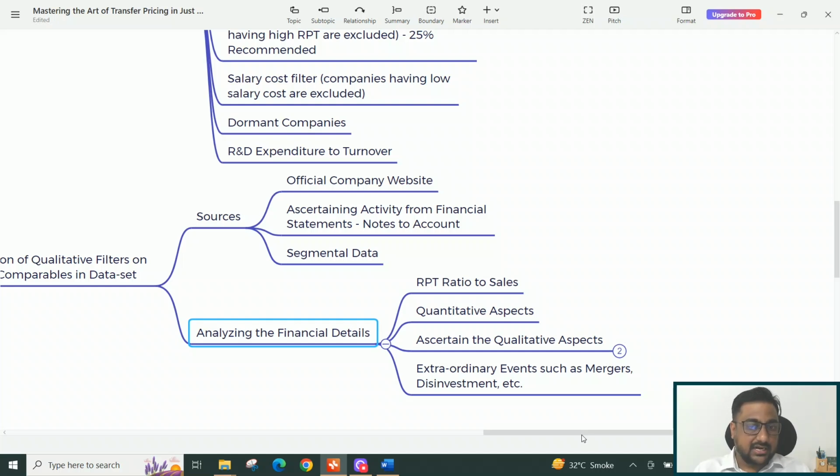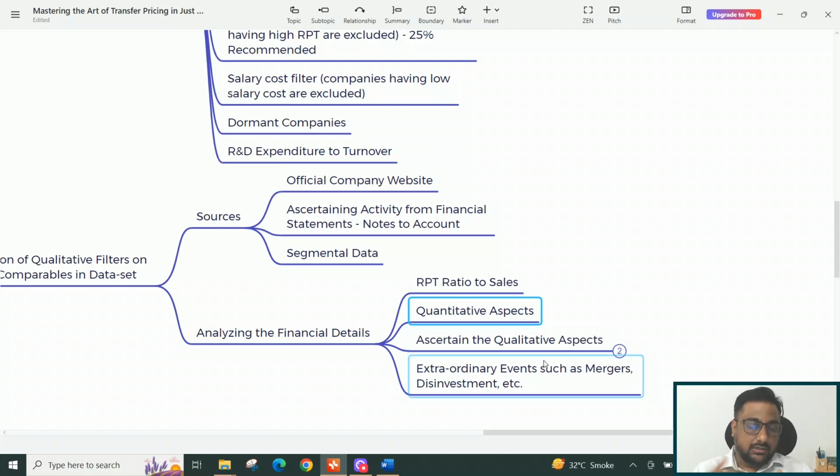If the RPT to sales goes beyond 25%, and you have applied that filter in the quantitative aspect as well, then you have to be consistent and apply that filter here too. You may then reject that particular comparable company, or the particular year in which the RPT has crossed its limits.